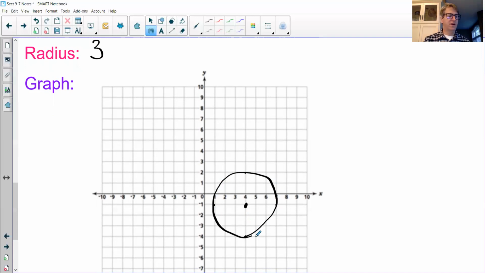Okay, we're almost done today. I know we went a little bit over, but let's wrap up these last 2 examples, and we will put the 9-7 into the books here, okay? Last 2 examples.